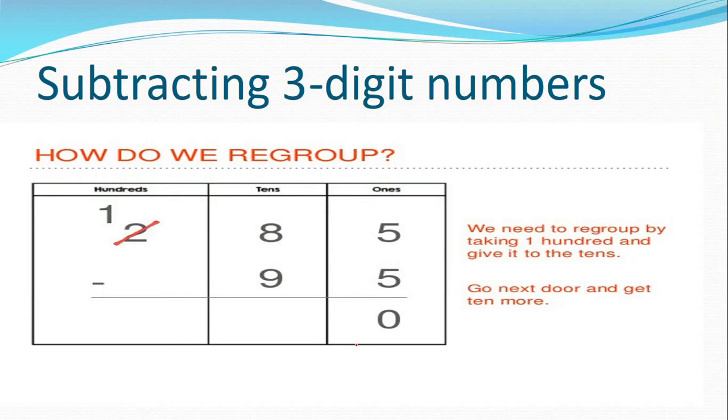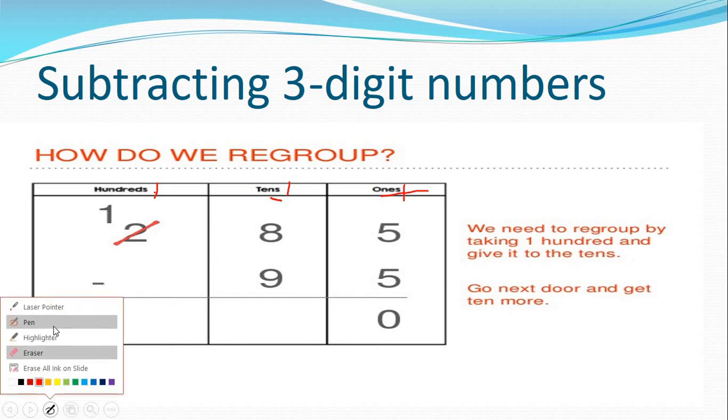Understood, all students? Then further, subtracting a 3-digit number. So here we already have learned the subtracting. Okay, so now one by one what to do, we regroup. First of all, here the ones, these tens, and these hundreds. We need to regroup by taking a 100 and giving it to the tens. Understood?